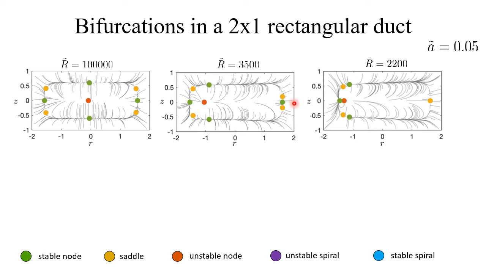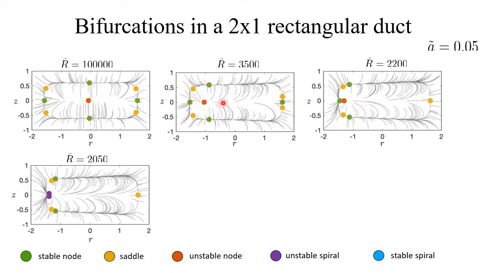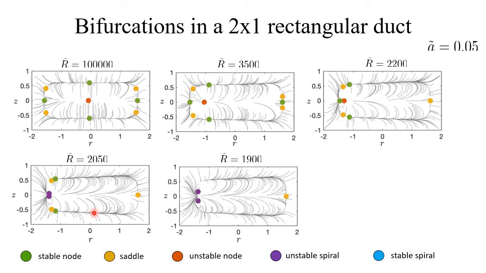Now, further decreasing the band radius, we see that this unstable node is approaching the stable node on the left, and it seems that the two merge and give two unstable spirals. Now, if one resolves this bifurcation more closely, then one sees that it is actually a combination of a supercritical pitchfork bifurcation and a saddle node bifurcation. So a combination of those two bifurcations takes us from here to here. We also see that the stable nodes at the top and bottom are coming closer towards the saddle points to their left. So these eventually merge in a saddle node bifurcation as well.